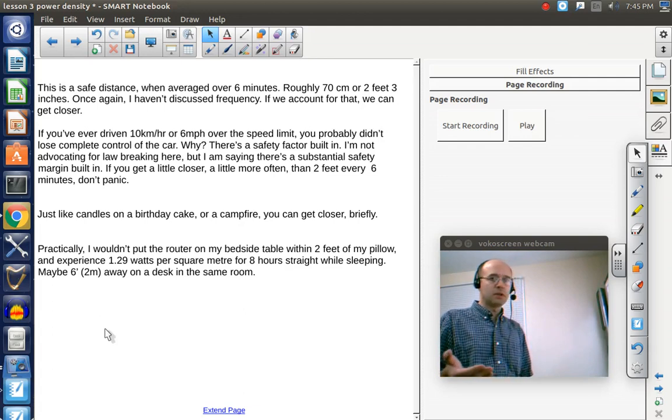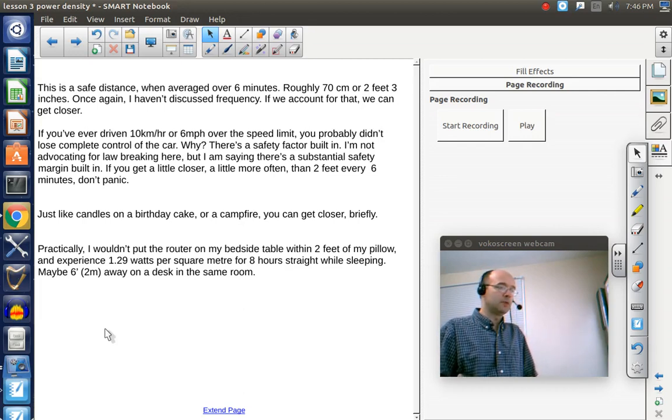Practically speaking, and this is where I would recommend in practice, don't put this within 3 feet of your pillow on a bedside table. Leave it there while you're sleeping. Day in, day out, that's not something I'd recommend. This router happens to be in a bedroom. It's probably 2 meters away from the bed. I'm not overly concerned.